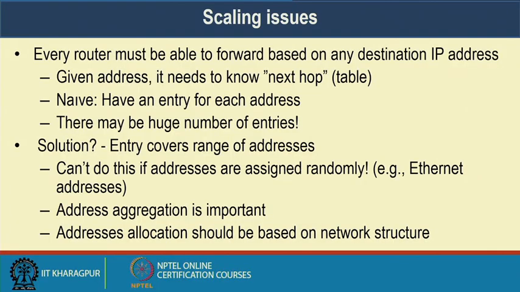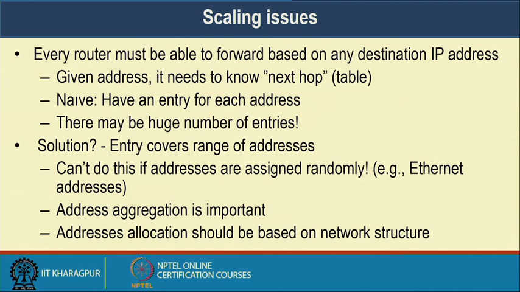Other issues which definitely come into play is the scaling issue, like how the algorithm scales. Each router must be able to forward based on any destination IP address. So, our bottom line is that whatever the destination IP address is, the router should be able to forward. Given the address, it needs to know the next hop by consulting the routing table or the forwarding table. So, it has to know where it should go next.